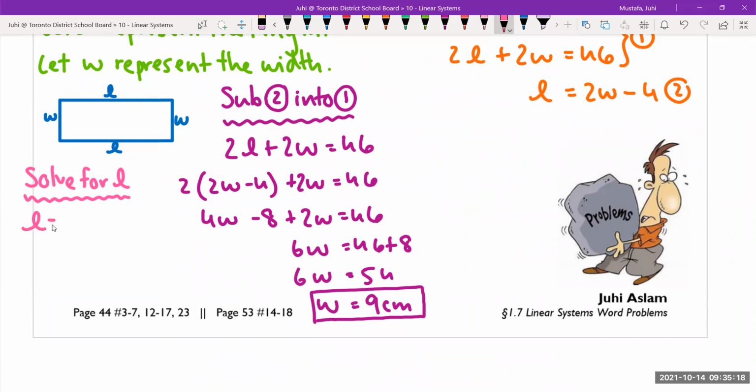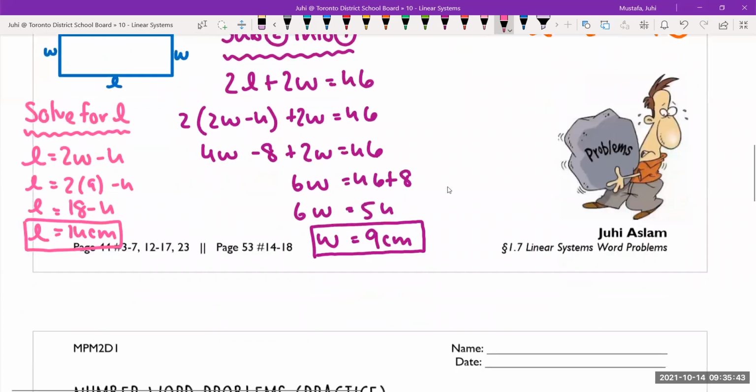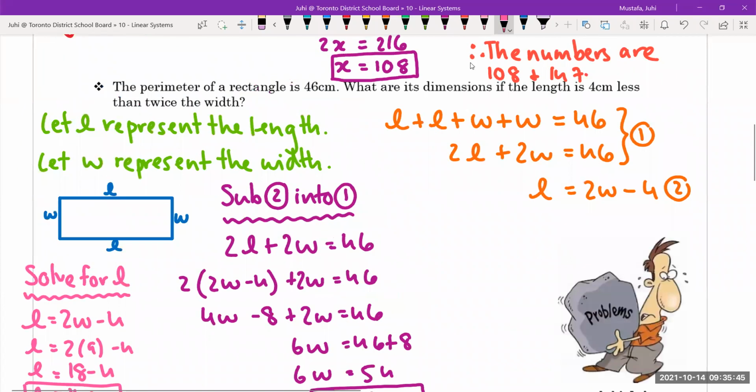Okay, so we're gonna go L is equal to 2W minus 4, which is gonna be 2 times 9 minus 4, 18 minus 4, and I think most of you guys got this already. L is going to be equal to 14 centimeters. I haven't done 2 things. What am I going to do next? I'm going to do a logical check. So it doesn't have to be a left side equals right side check. It just has to be something where I can check to see if it makes sense.